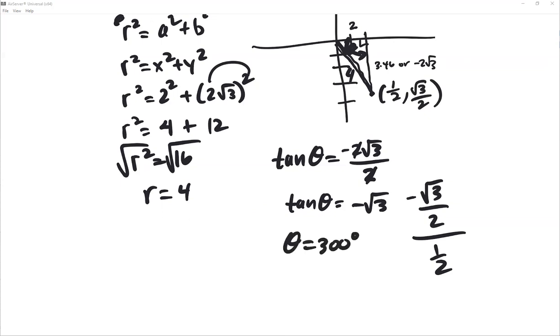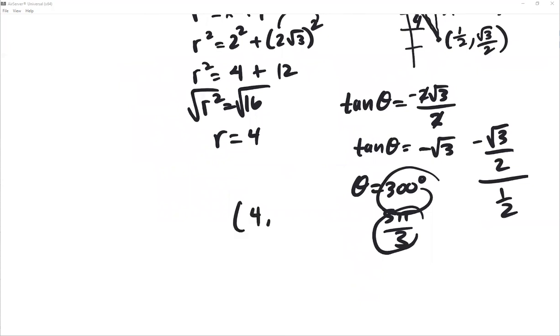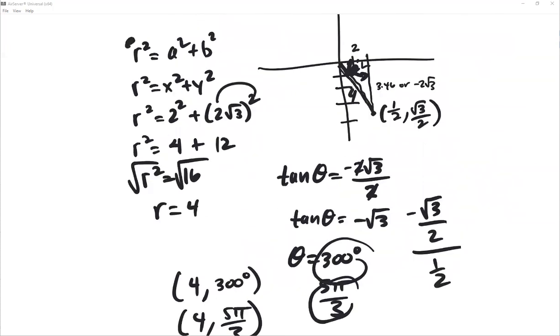What's it in radians? So 4 pi over 3? No. 5 pi over 3? So either is fine. So the coordinates are 4 and 300 degrees, or 4 and 5 pi over 3. Because remember, this has to be 60 degrees right here.